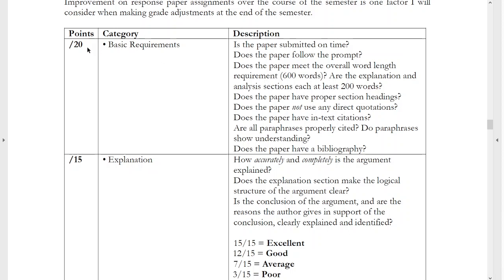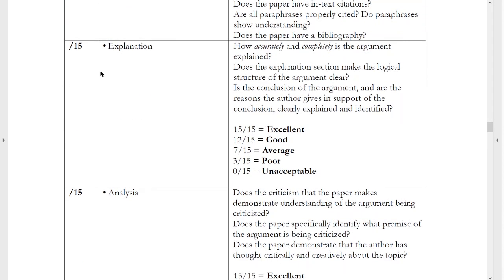So these 20 points for the basic requirements should be very easy. Did you submit the paper on time? Did you follow the prompt? Word length requirements, formatting. The biggest thing students miss on in basic requirements is not doing in-text citations, not doing direct quotations, not having a bibliography. If you can go through all these questions here and say yes, you should easily get those 20 points.